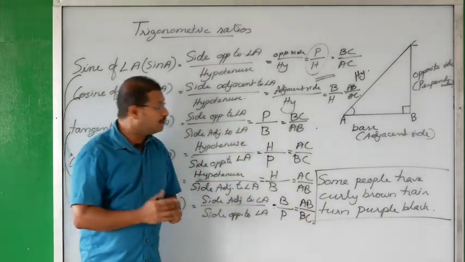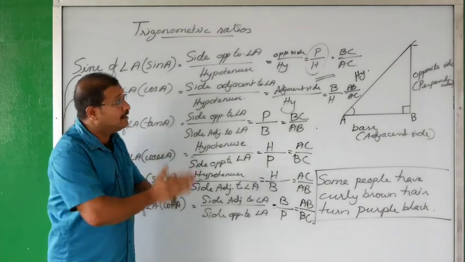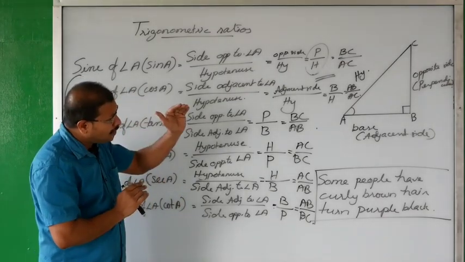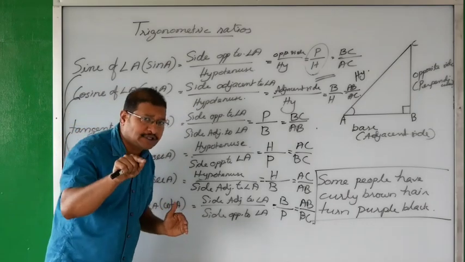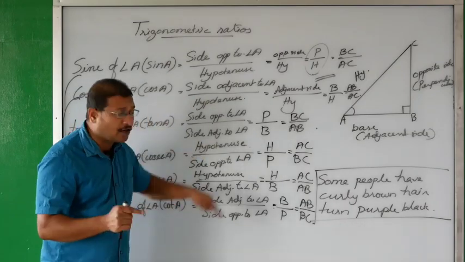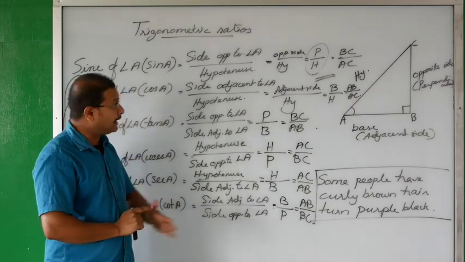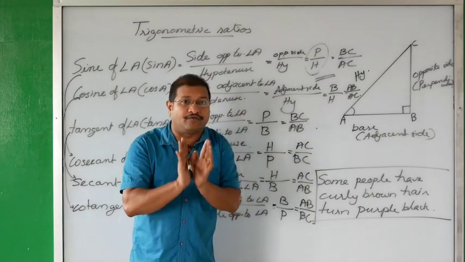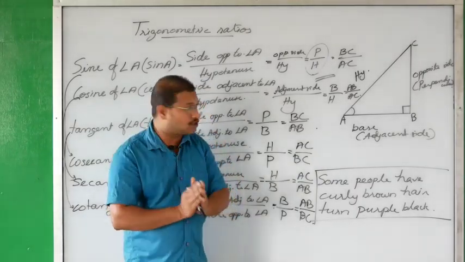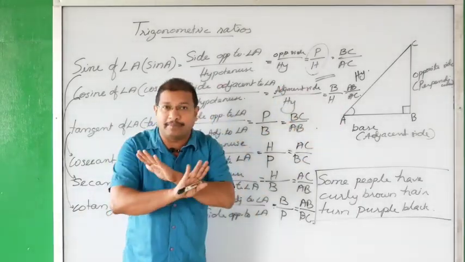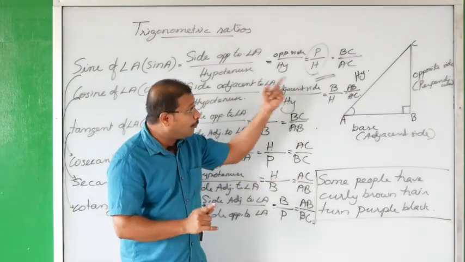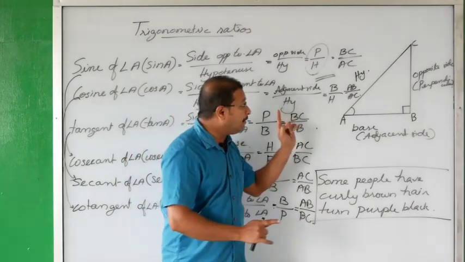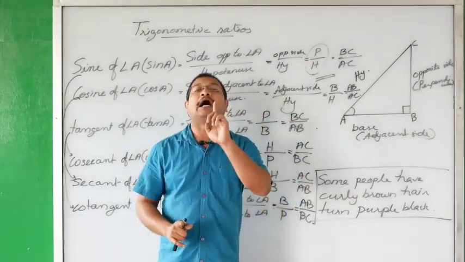Ready? Now, we have to be careful. We told already, one very important thing to keep in mind. Perpendicular, you can call it opposite side. Base, you can call it adjacent side. And always, hypotenuse will be hypotenuse. The longest side of a right angle triangle is called hypotenuse. That will not be changing. But careful, opposite side you can call perpendicular, and base you can call adjacent side.